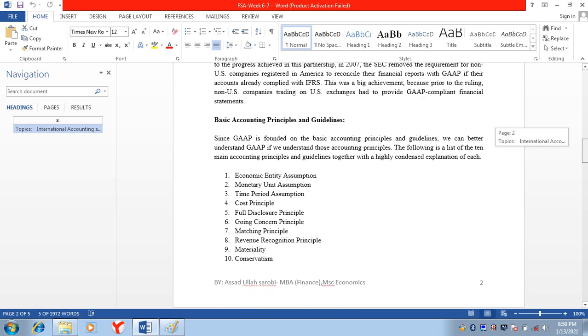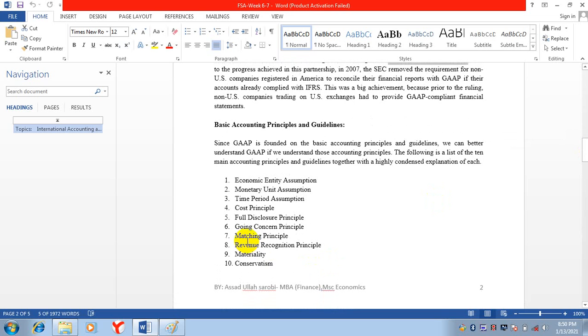Now, what are the basic accounting principles and guidelines? Since GAAP is founded on the basic accounting principles and guidelines, we can better understand GAAP if we understand those accounting principles. Now, these are different principles followed by GAAP. Economic entity assumption, monetary unit assumption, time period assumption, cost principle, full disclosure principle, going concern principle, matching principle, revenue recognition principle, materiality principle, and conservatism. So these are different rules, different standards in generally accepted accounting principles.